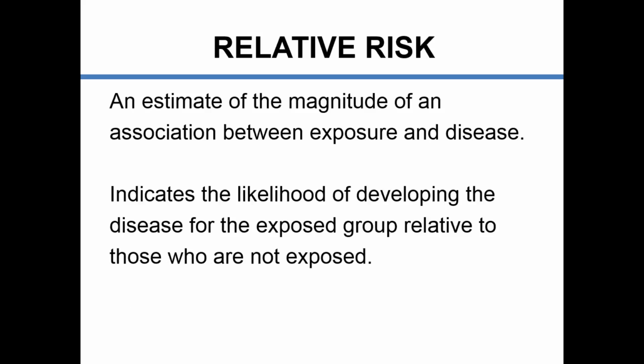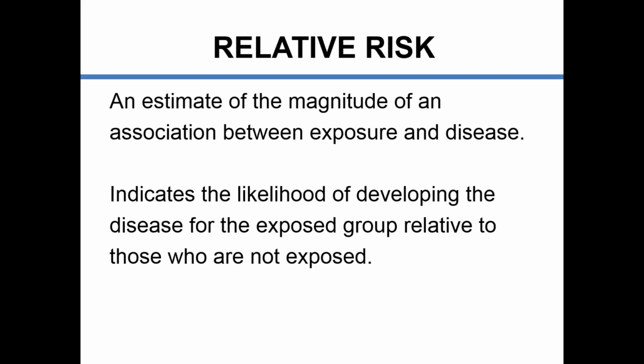A relative risk. You've calculated one. It's an estimate of the magnitude of an association between exposure and disease. We calculated a relative risk of 2, and we determined that if there was no association, we'd have a relative risk of 1. So 1 is no association. 1.1 is almost no association. 1.2 is a weak association. 1.3, 1.4 are pretty weak associations, but they're getting stronger. 1.5, 1.6, we're starting to get into moderately strong.